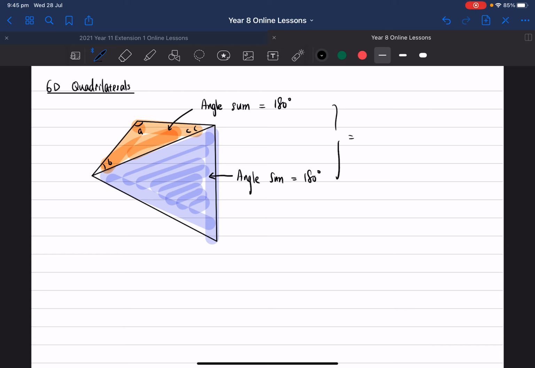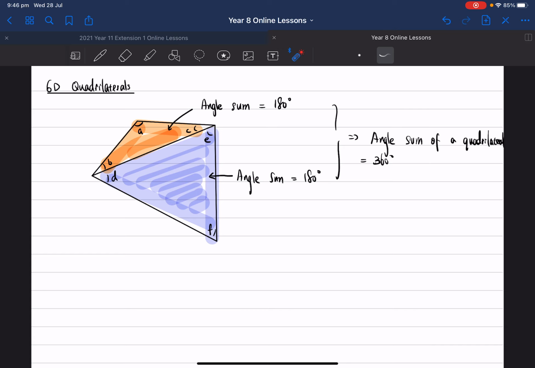So if we combine them together, the angle sum of a quadrilateral is equal to 360 degrees. It's always equal to 360 degrees. That's D, E, and F. They're always equal to 360 degrees, just because you can always divide a quadrilateral into two triangles. That's the first property of a quadrilateral, so a very important one.